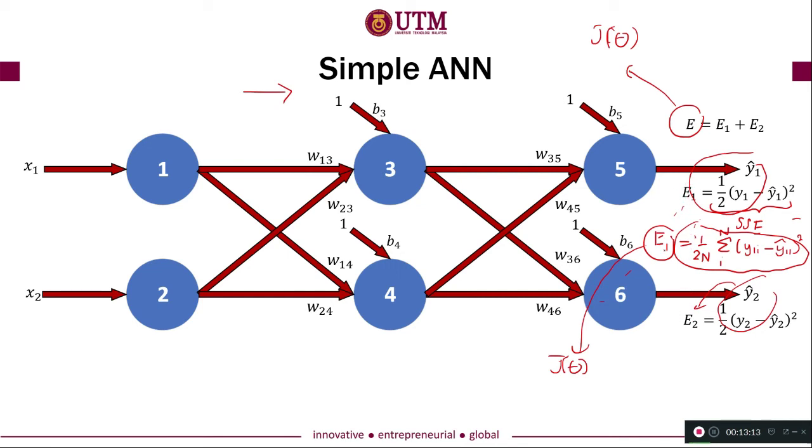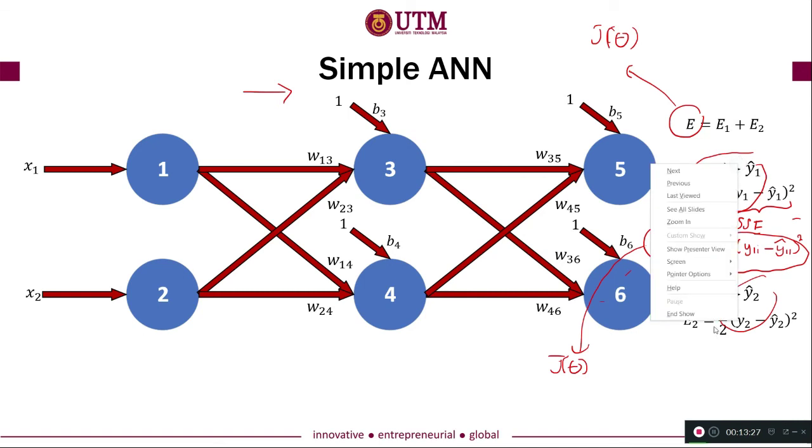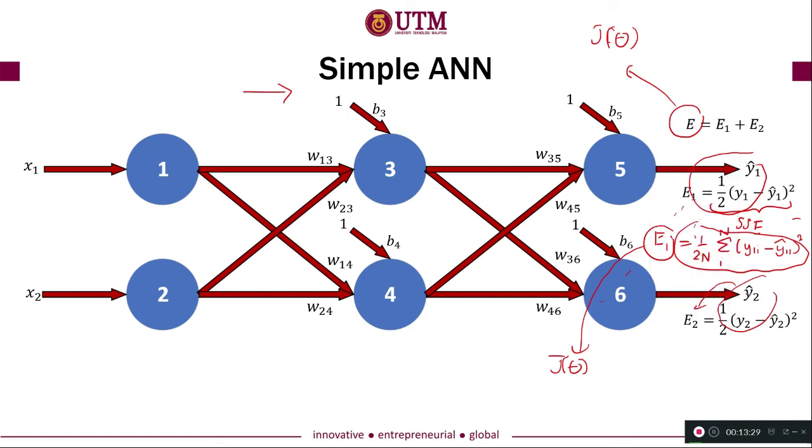Because you have 2 cost functions, this is not called the whole cost function. It's just a cost function for that particular output Y1. This one is only the cost function for this particular output Y2. But to represent the cost function of the whole network, you need to total it like this. So that's why I said that now the cost function for a neural network is not only this one, you need to total up.